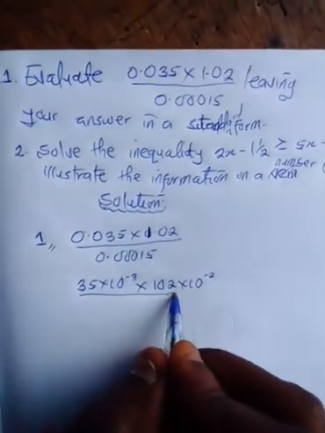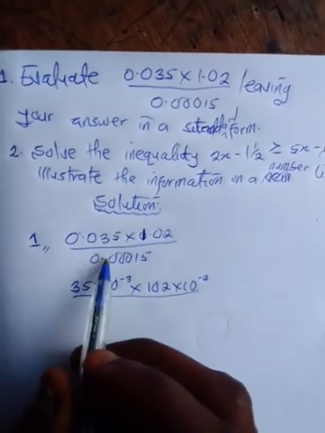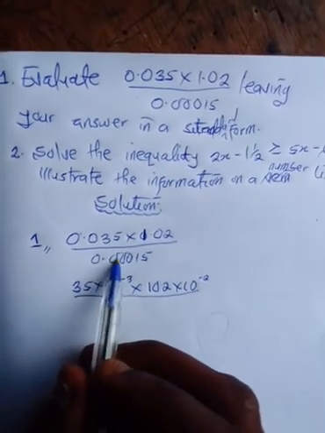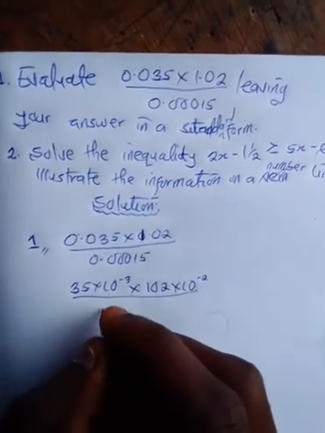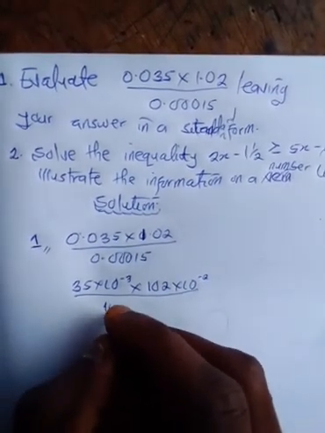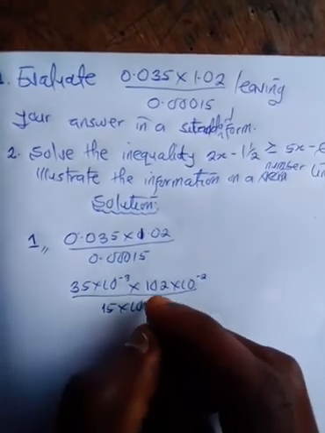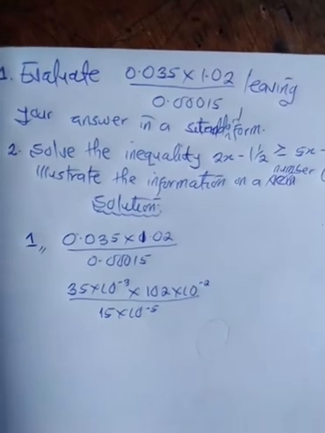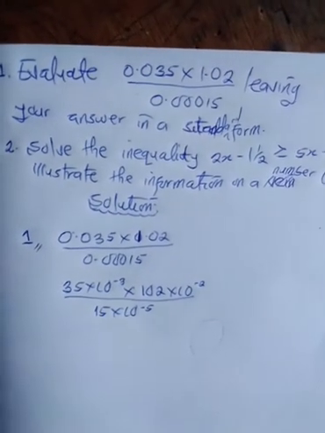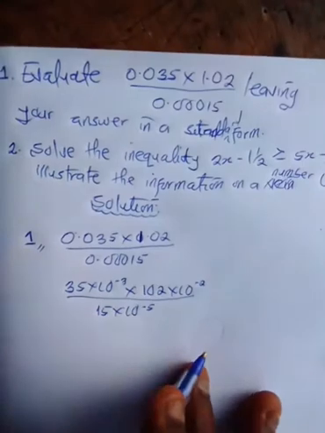So I have the whole of this dividing by, if I want to round this off, 1, 2, 3, 4, 5. So I have 15 times 10 to the power negative 5. So I have it this way. After you've gotten it this way, what is the next thing?